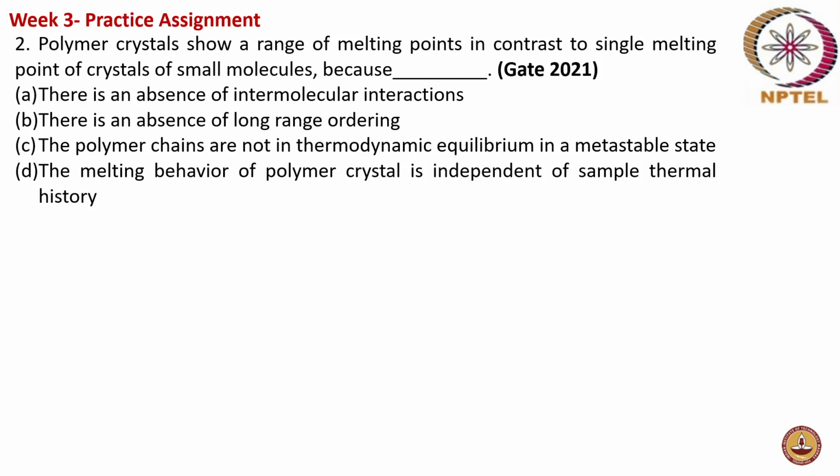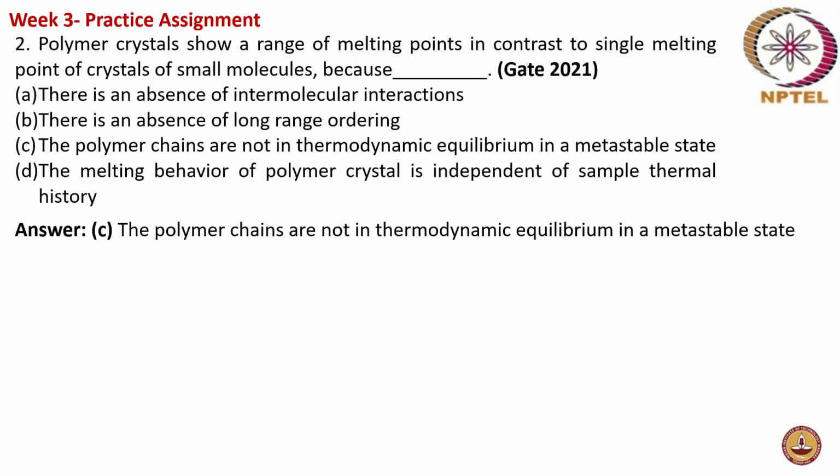So let me say what is the right answer. It is actually the polymer chains are not in thermodynamic equilibrium in a metastable state. When they are brought down, they are not in thermodynamic equilibrium. And that is why, because of the structural complexity, you have a range of melting points and not a single melting point.